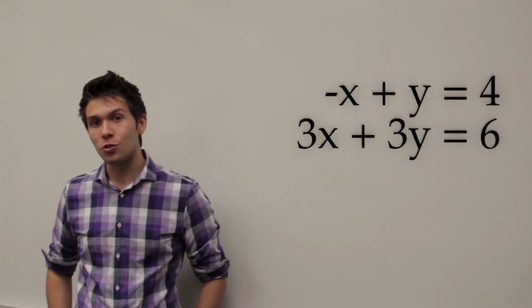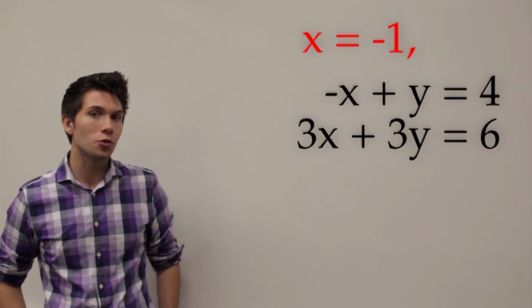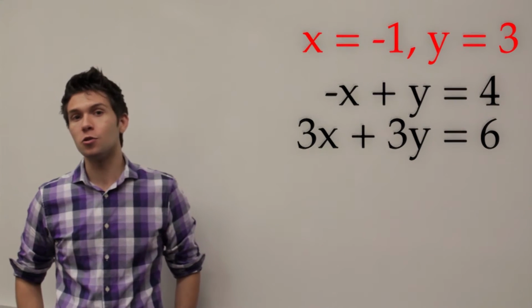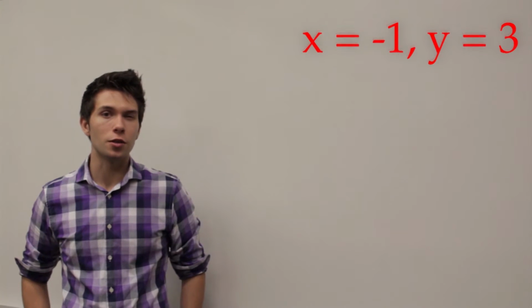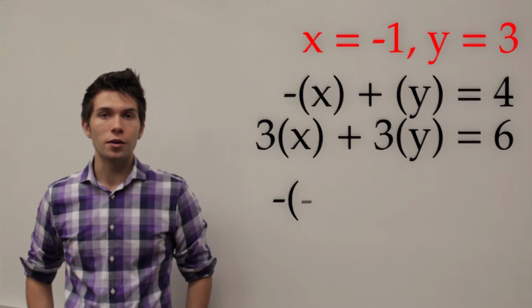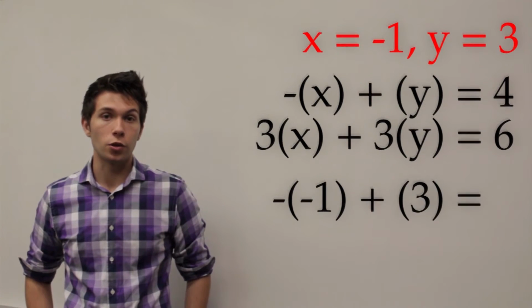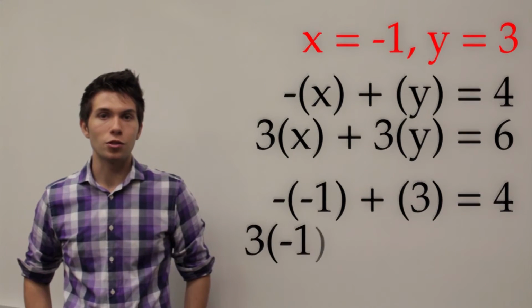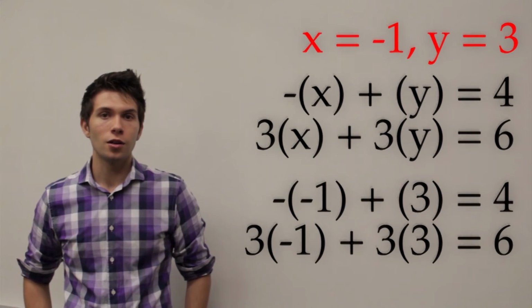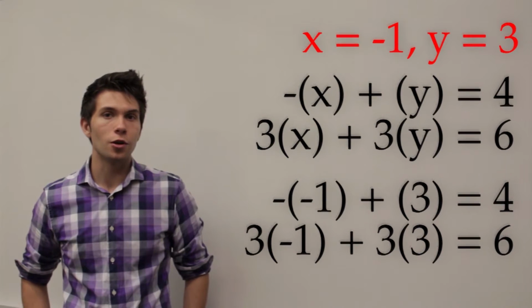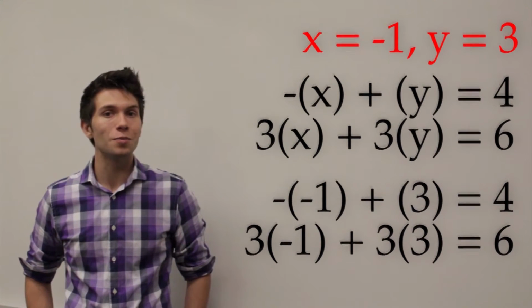Now the solution to this system is x equals negative 1 and y equals 3. We can check that this is the solution by plugging those x and y values into both equations. Negative 1 times negative 1 is positive 1, plus 3 equals 4. Negative 3 plus 9 does equal 6. Now this is the only solution to this system, so we call these equations linearly independent.